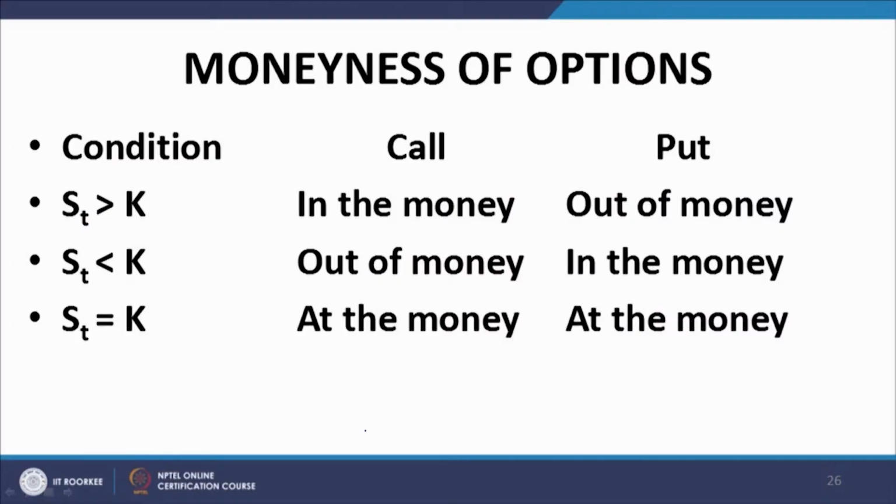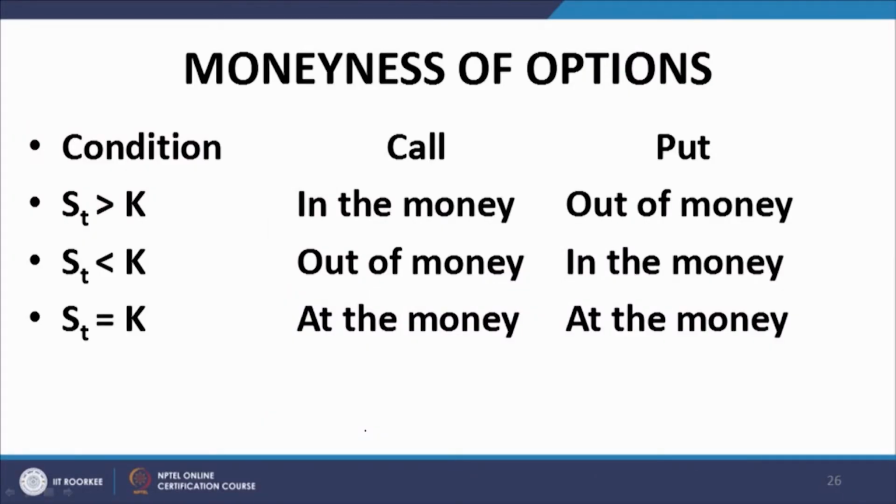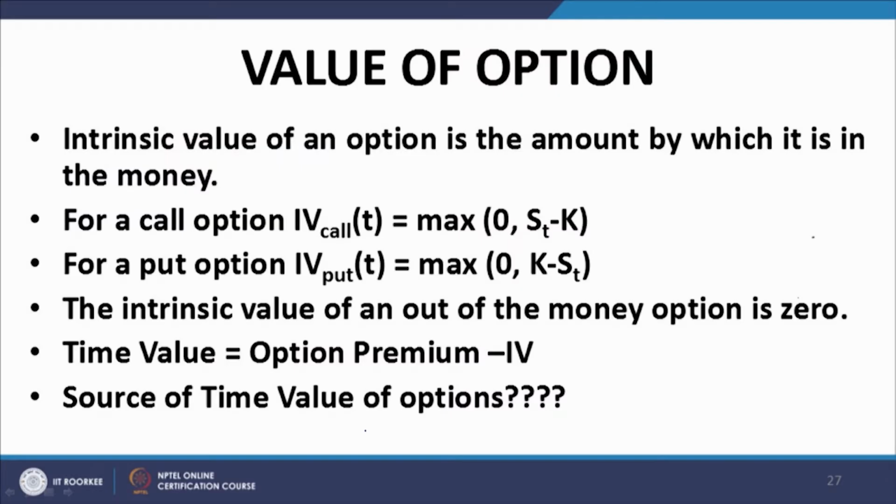So, if at any particular point in time t, ST is greater than K, that is, the prevailing stock price in the spot market is greater than the exercise price of the option, the option is said to be in the money if it is a call option, and out of the money if it is a put option. If ST is less than K, then the option is said to be out of the money if it is a call option, and in the money if it is a put option. And if ST is close to K or ST is equal to K, the options are said to be at the money. Value of an option.